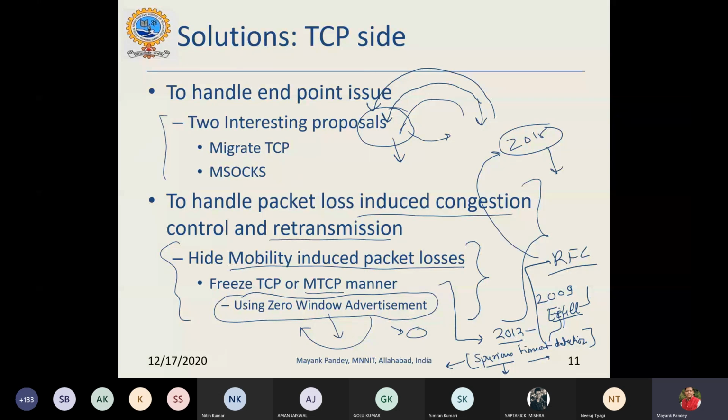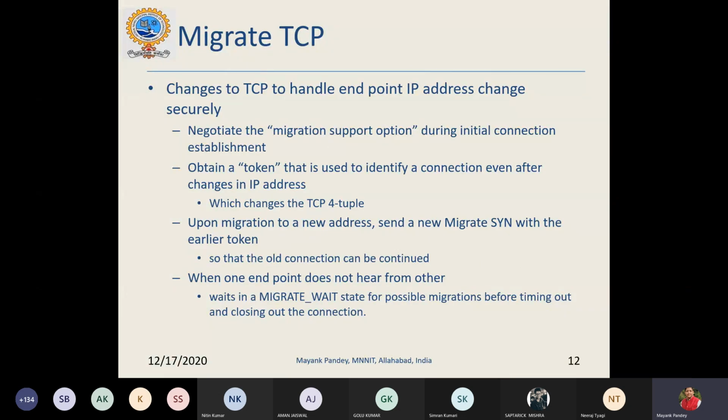Another thing is the endpoint issue, how to handle the endpoint issue. Two very interesting proposals came into the picture, and based on them, enterprise networks are nowadays behaving. Migrate TCP and MSOCKS. So what is Migrate TCP?